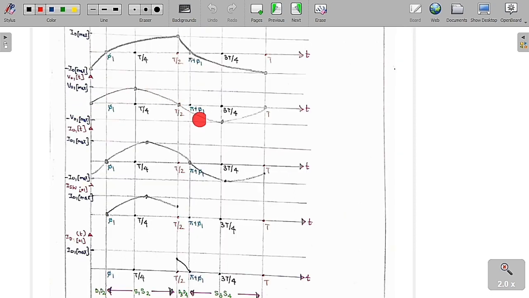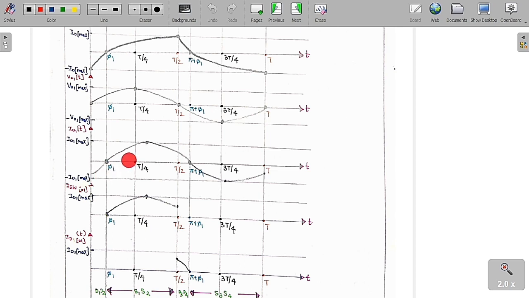So now I am going to draw the fundamental output voltage. Substituting n equal to 1, we get 4 VDC by pi sine omega naught t. So this is the curve we are going to get. V1 naught max is 4 VDC by pi. Therefore this is the fundamental output voltage graph we are going to get.